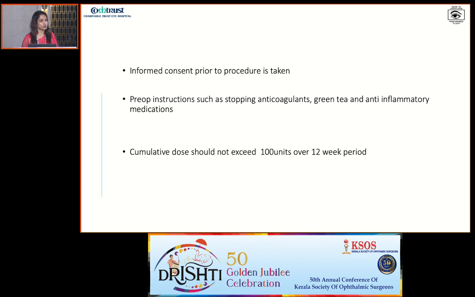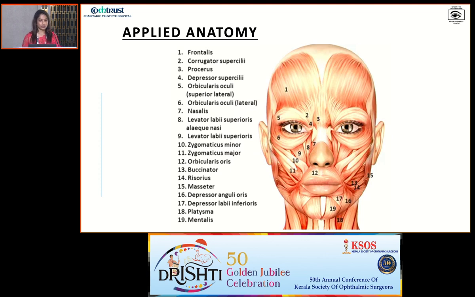So an informed consent needs to be taken prior to the procedure regarding the complications and the effects that the patient should expect, and also the need for repeated injections needs to be explained to the patient. Preoperative instructions include stopping anticoagulants, mainly to prevent any ecchymosis or post-procedure bleeds, and avoiding green tea and anti-inflammatory medications. One should note that a cumulative dose of not more than 100 units should be given over a 12-week period. So I will not be going into this because Sami has already covered that.